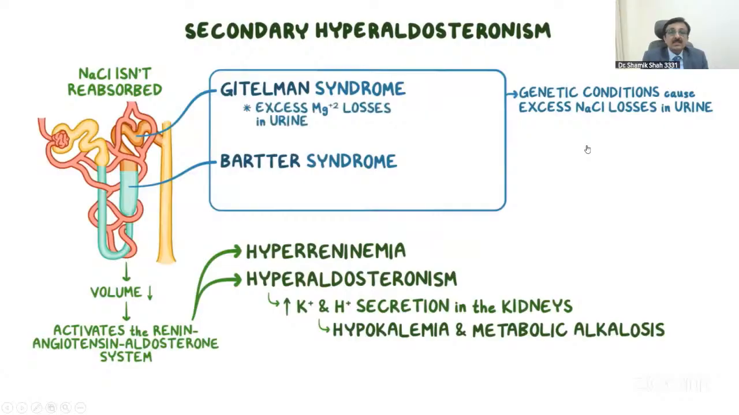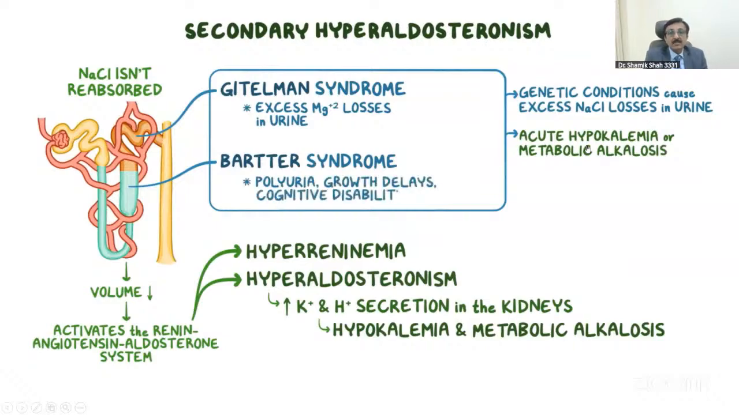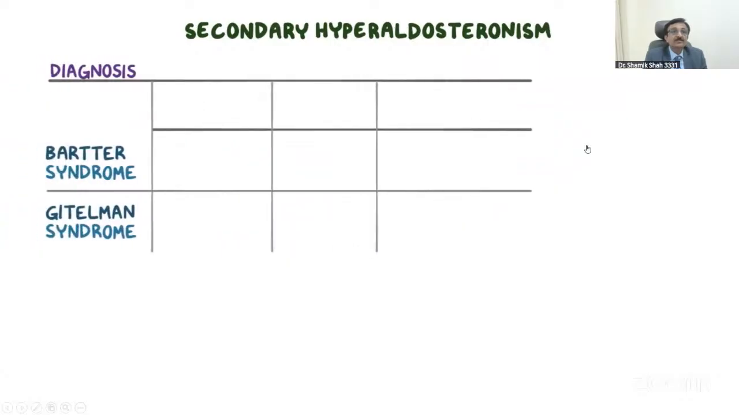In Gitelman syndrome, there is excessive magnesium loss in the urine. And acute hypokalemia or metabolic alkalosis, if present, we have to treat it. In Bartter syndrome, there is polyuria, growth delays, and cognitive disability as well. In Gitelman syndrome, the symptoms are usually polyuria, muscle cramps, and fatigue. Patients can have hypotension as well.